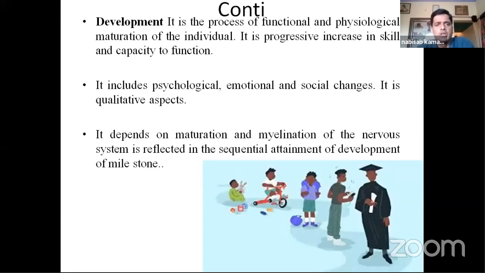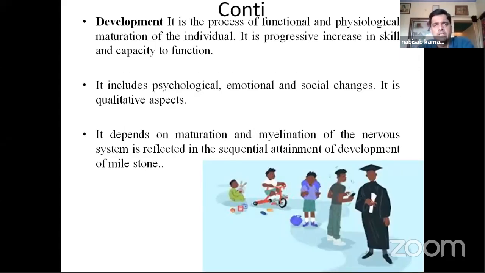Now, next move on to development. It is a process of functional or physiological maturation of an individual. It is a progressive increase in the skills and capacity to function. It includes physiological, emotional, and social changes. It is a qualitative aspect. It depends on the maturation and myelination of the nervous system and is reflected in the sequential attainment of developmental milestones.